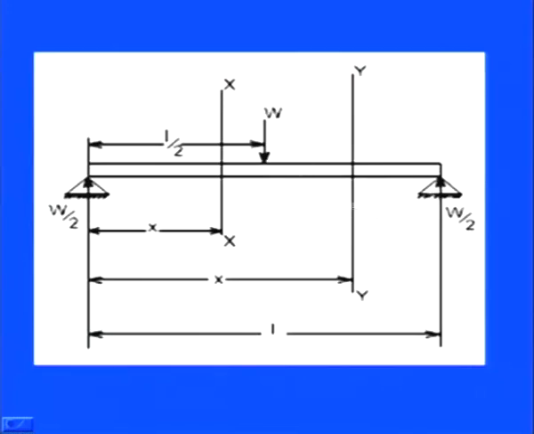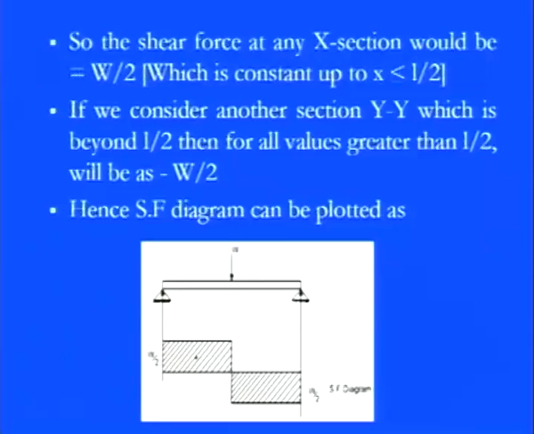Similarly, if you go the other way round and look at this section, then you will find that in this portion, the W is going in the downward direction and the reaction W by 2 is going in the upward direction. So, that means we have a negative shear force. By considering this positive and the negative, since they are equal and opposite in direction, they are cancelling each other, and we can say that the beam is under static equilibrium under the application of the force.